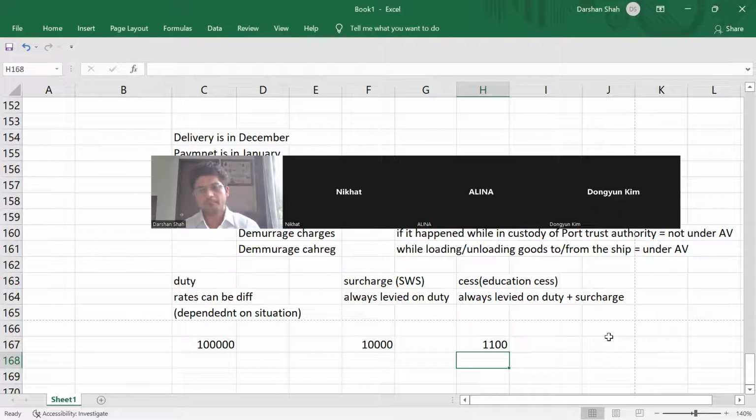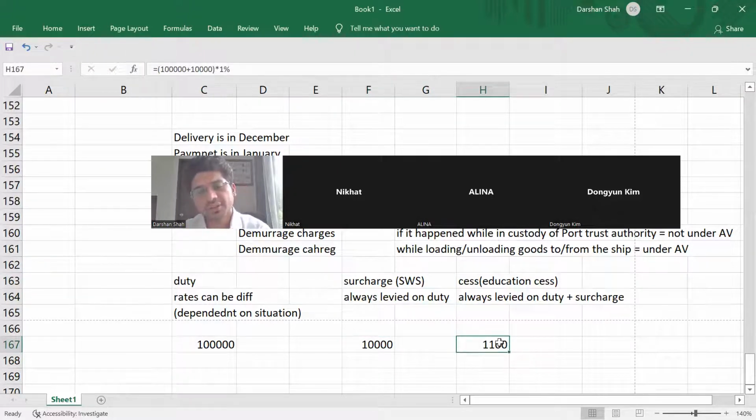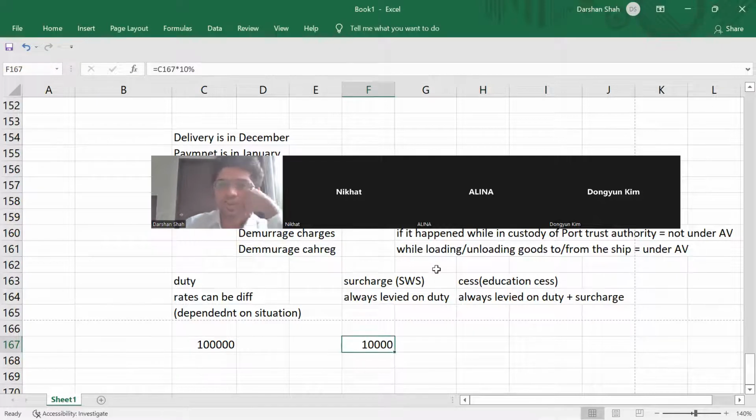Understood now? So these two will always be there. Surcharge, SWS is always there. Education cess, if it is given in the question, then only you take it. Because for BCom level, if they give it, then only you have to take it. SWS you have to take by default.